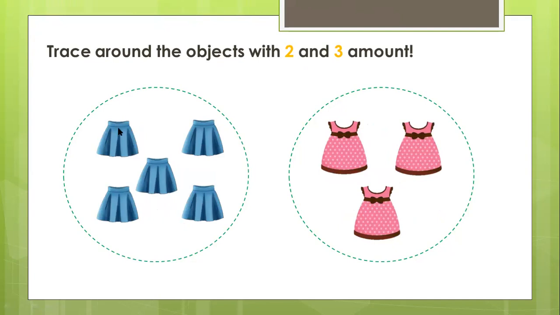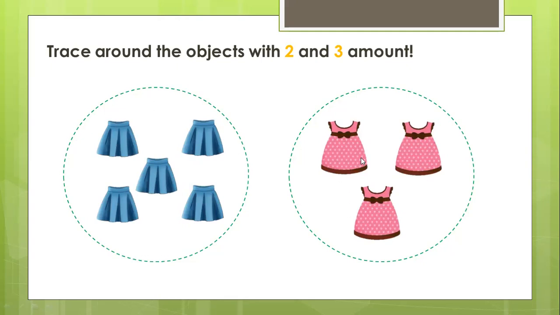Okay, let's count this one. 1 skirt, 2 skirts, 3 skirts, 4 skirts, and 5 skirts. Can we trace around the 5 skirts? No, it's 2 and 3 objects, but this one is 5. So what can we do? Okay, so leave it alone.